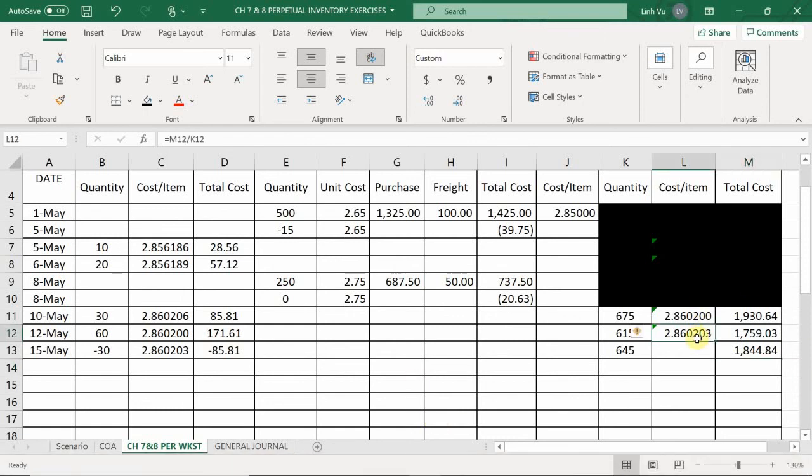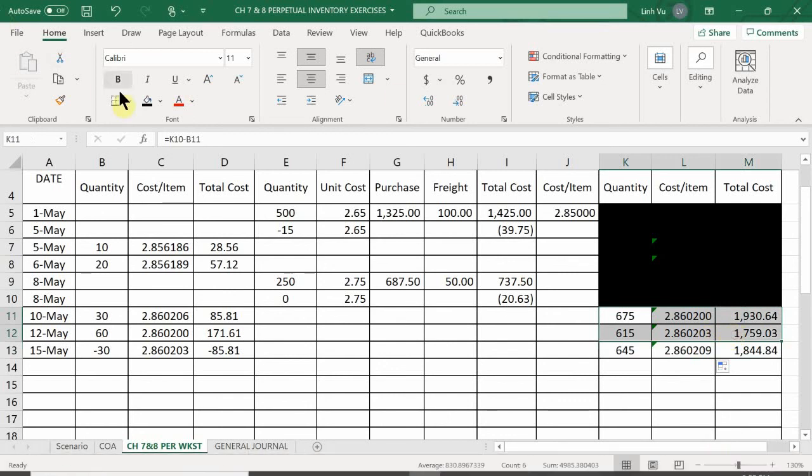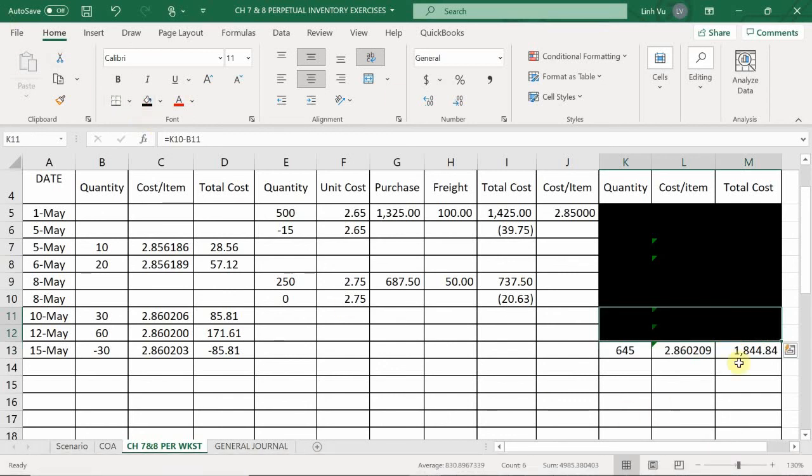So therefore, now what is my new average cost per item? $2.860217 is almost the same, no? It's about the same, yes. Okay.